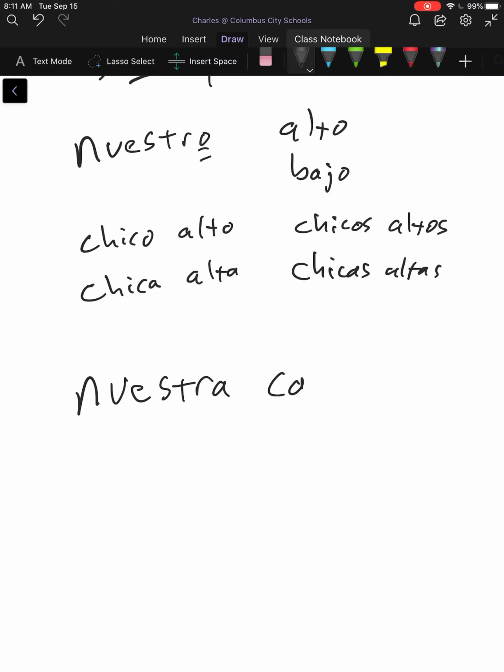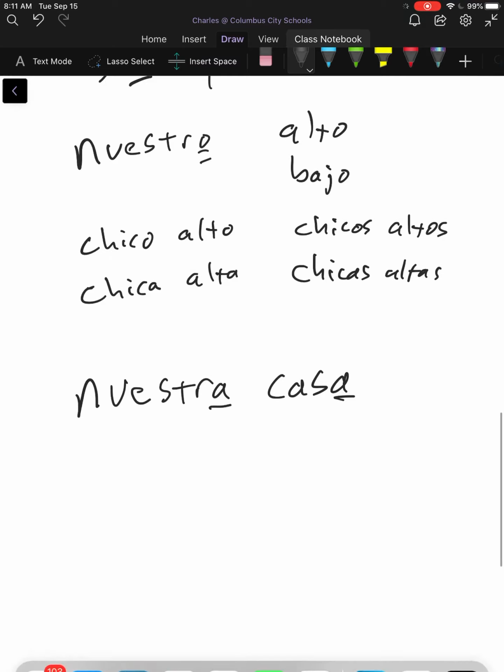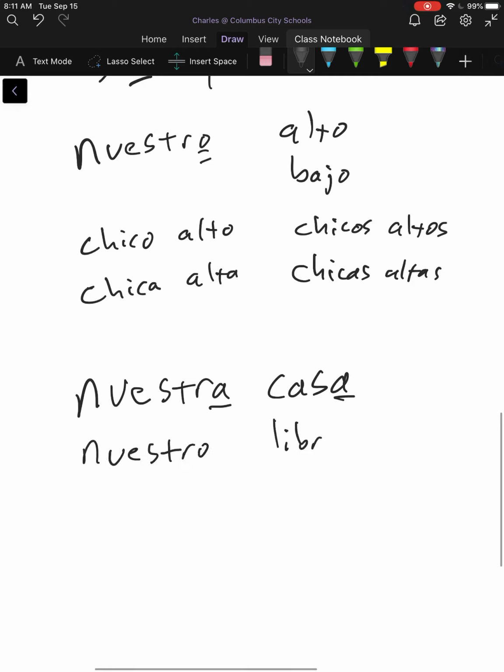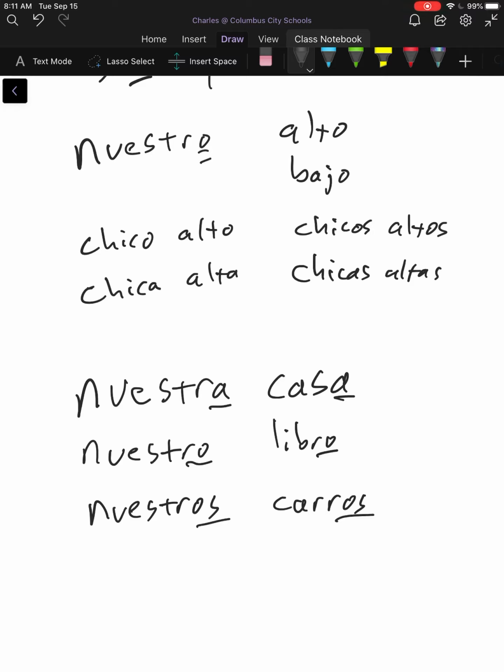So if I want to say that's our house, I have to make it match. Nuestra casa. The A matches the casa. If that's our book, nuestro libro. I'm not talking about us. I'm talking about the book. Nuestros carros. Those are our cars. We parked them there. And we're plural. There's a bunch of us, but we're not matching that. We're matching the carros.